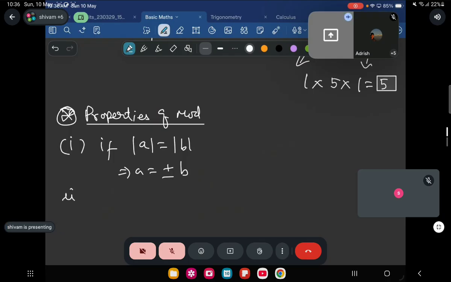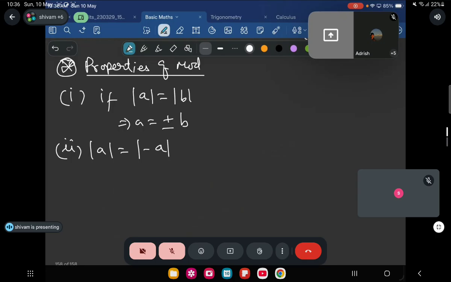Next, number 2. Mod A can also be written as mod of minus A. Okay. Mod A can be written as mod of minus A. Next, number 3.